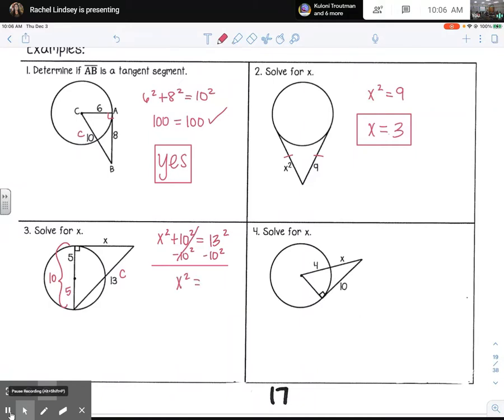So what's 13 squared minus 10 squared? 69. Square root that. What's the square root of 69 give you? Round to one decimal place. 8.3.